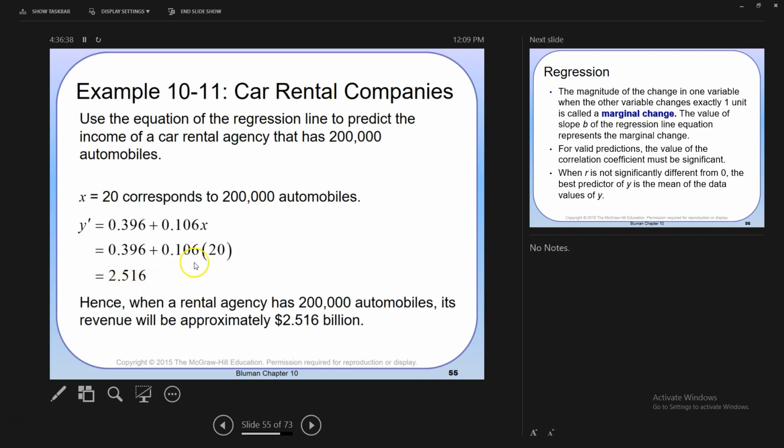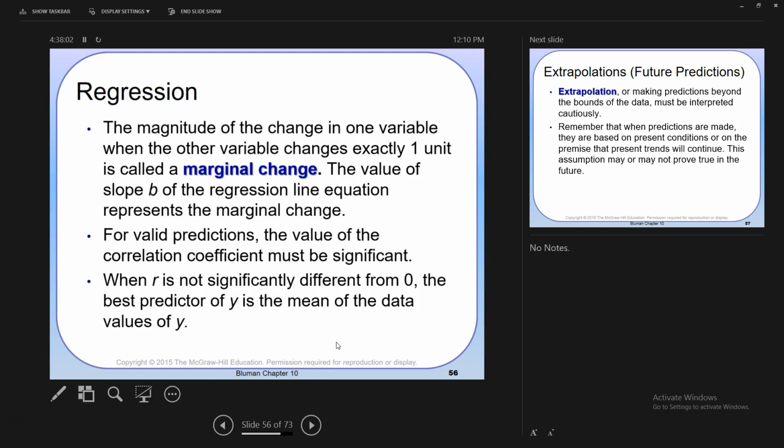So what we're saying is we're predicting from this line of regression, this equation that was given, that if a car rental company had 200,000 automobiles, they would have a revenue of about 2.516 billion. That's not one of the original data points. It's a prediction for a company if they had that many automobiles. So how good is that prediction? We're not going to worry about this marginal change. We're going to look at the R and the interpolation and extrapolation.